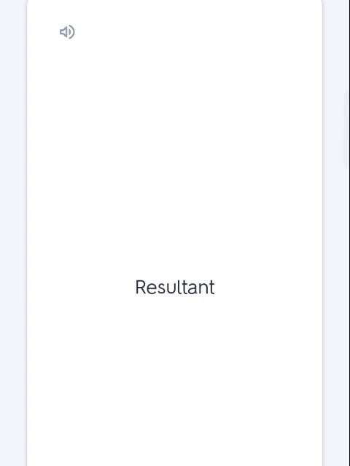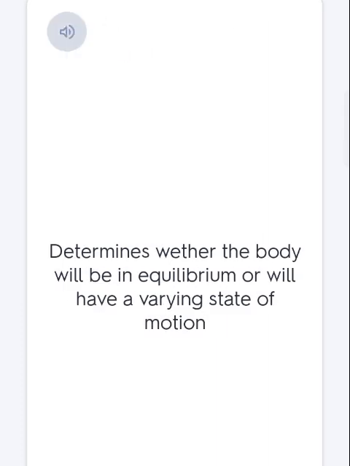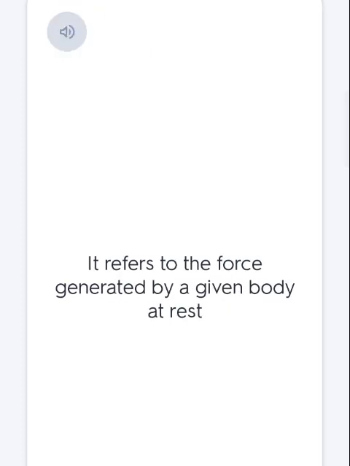Resultant. Determines whether the body will be in equilibrium or will have a varying state of motion. Static. It refers to the force generated by a given body at rest.